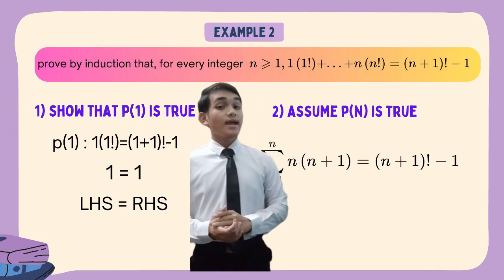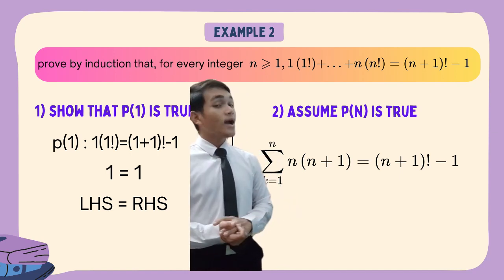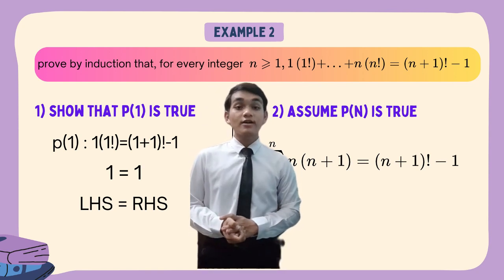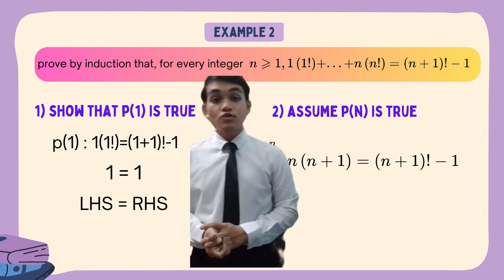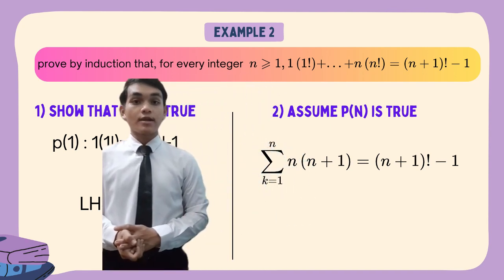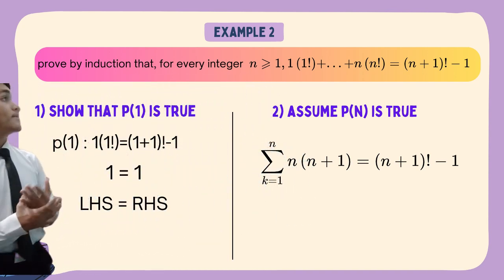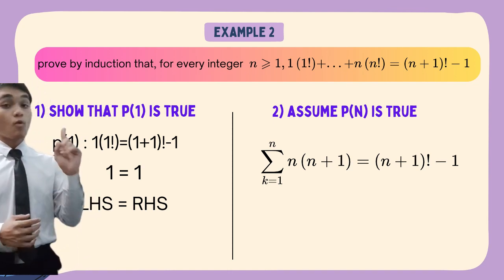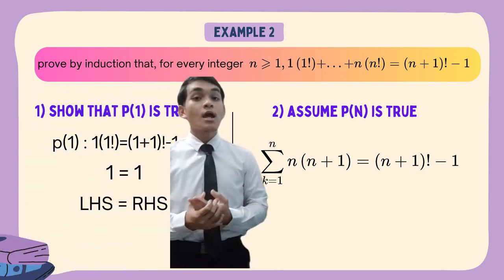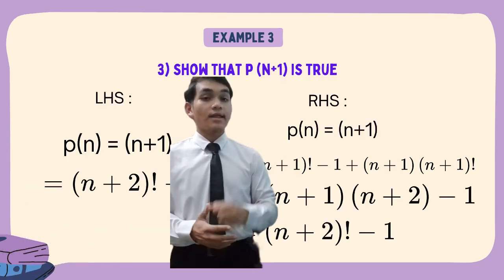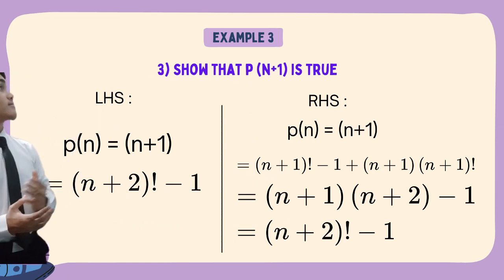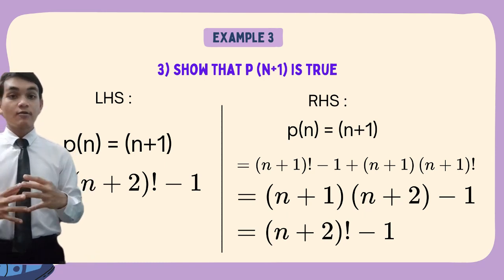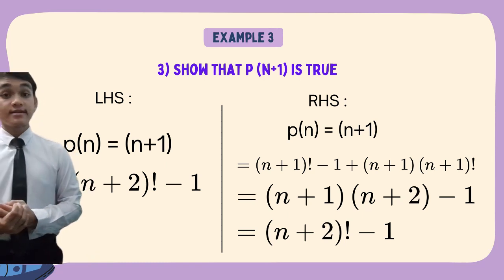For every integer n greater than or equal to 1, 1 times 1 factorial plus up to n times n factorial is equal to (n plus 1) factorial minus 1. So, we will use the same three steps like in example 1. For the first step, we must show that P(1) is true. So, the left hand side and the right hand side will be the same, which is 1 equal to 1. For the second step, we must assume that P(n) is true. And the last step, we must show that P(n+1) is true. So, for both the left hand side and right hand side, we will get the same expression, which is (n plus 2) factorial minus 1.